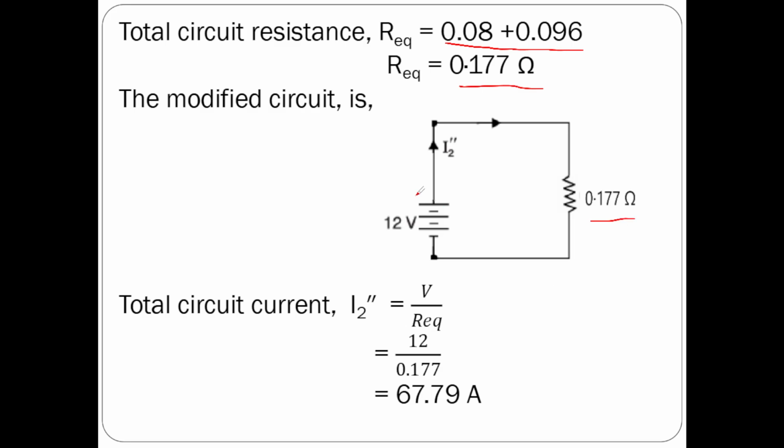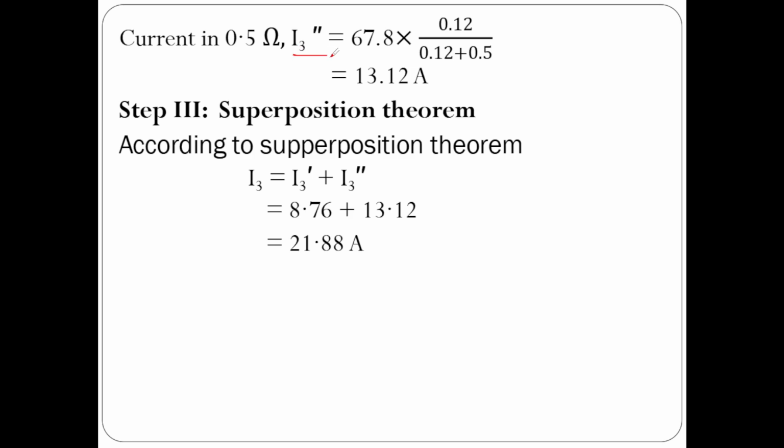So now this is our source of 12 volts. This is the total resistance, the R equivalent resistance. Now I2 double dash is V by R equivalent. V is 12 and R equivalent is 0.177. You will get 67.79 amperes. I2 double dash is 67.79 amperes. So what is I3 double dash now?